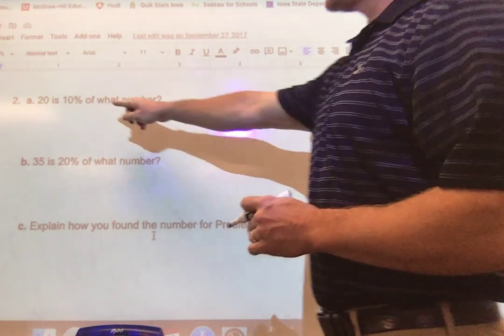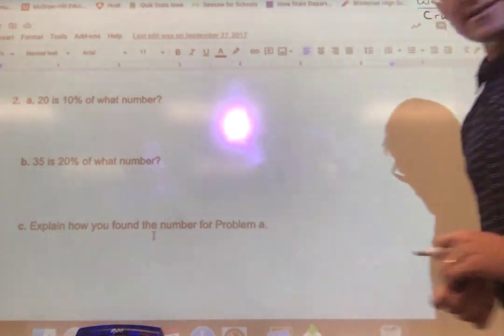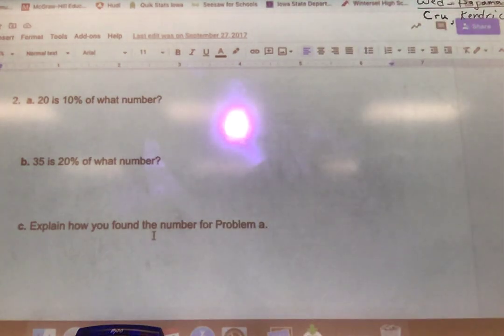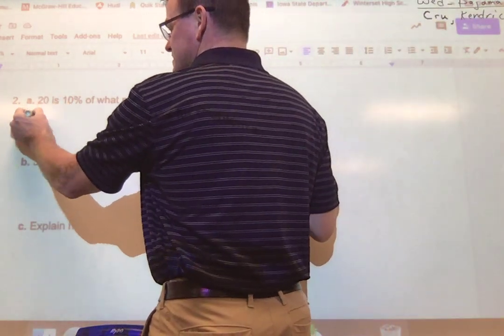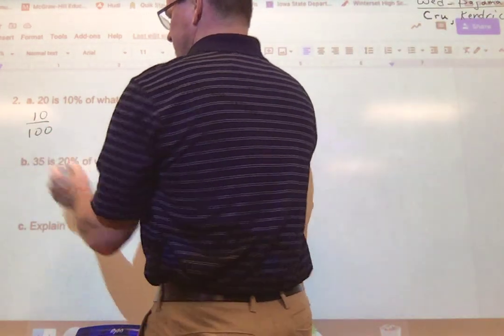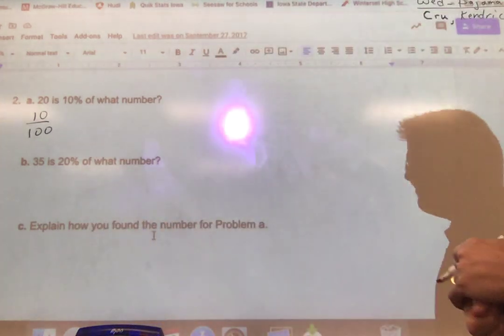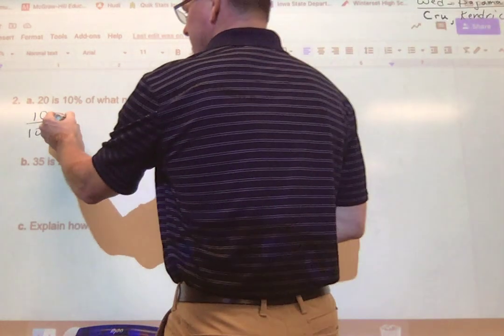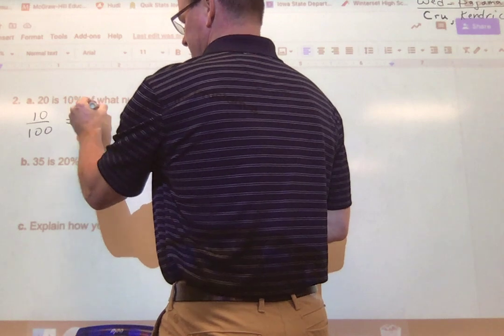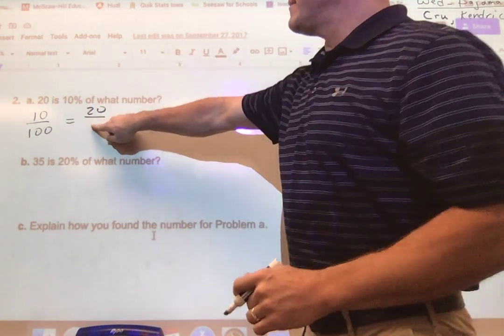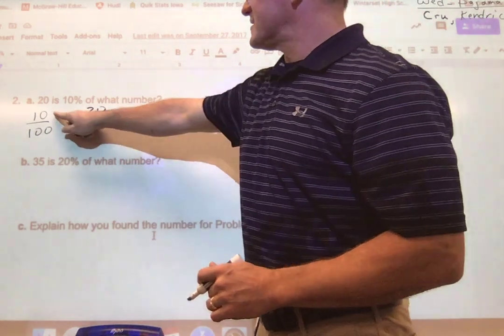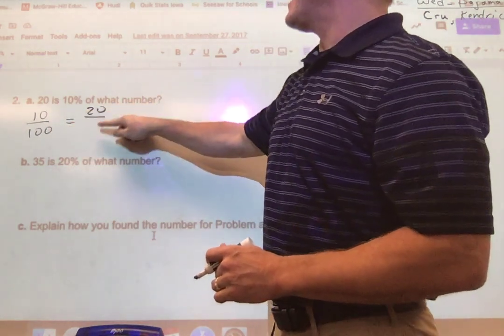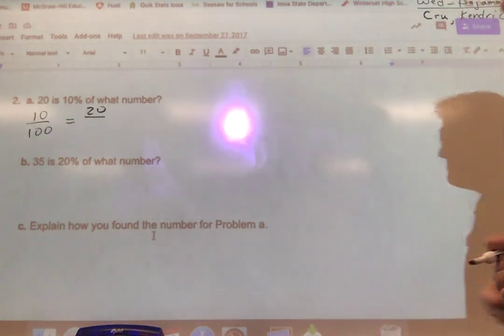So right now I know 20 is 10% of a number. So I can set this up a couple of different ways. All right, I can do this one way. 10% I know is 10 out of 100. That's 10%. And in this case, I know that equals 20. So it's not the denominator. What I'm missing is the total. So this 20 is now the numerator, because 10 out of 100 is 20 out of what? I'm missing that total this time.